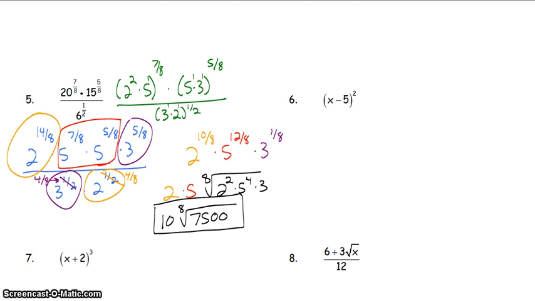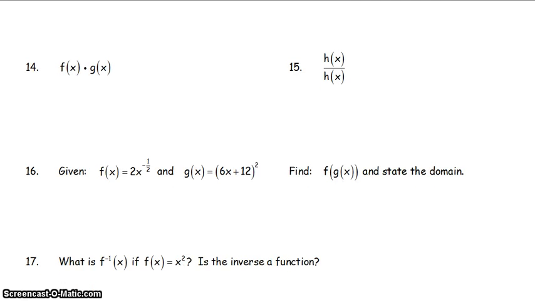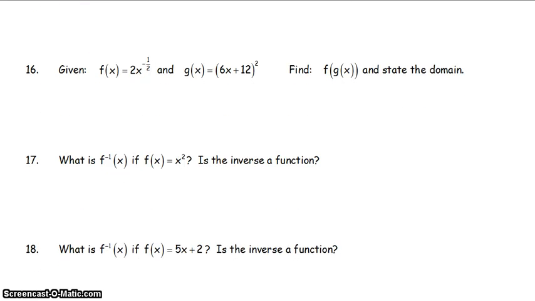Okay, let's go on to number 17. Number 17 was the next one that people had questions on. And then 19. So, what is f inverse of x if f of x is x squared? First of all, you guys should know that this looks like this. It's a parabola.